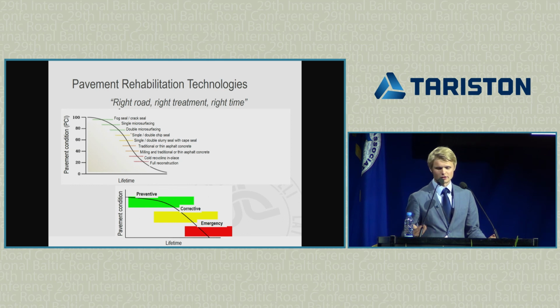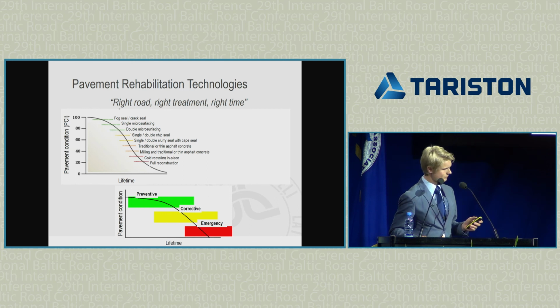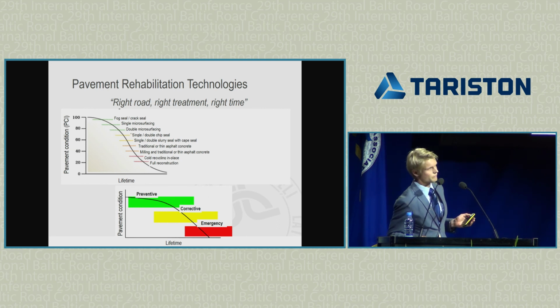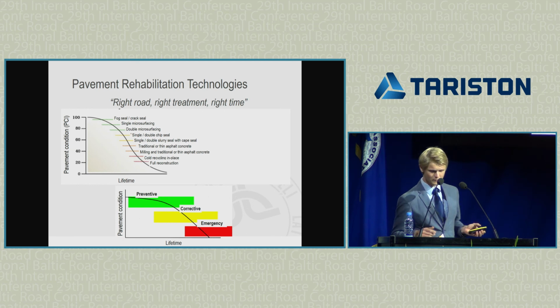Every year restoring this value. And in this picture, you can see recommendations. For example, if a pavement condition index is 80, then you should use single microsurfacing or double microsurfacing.